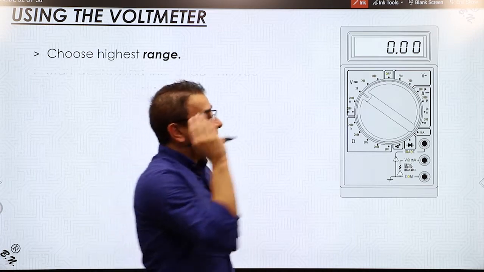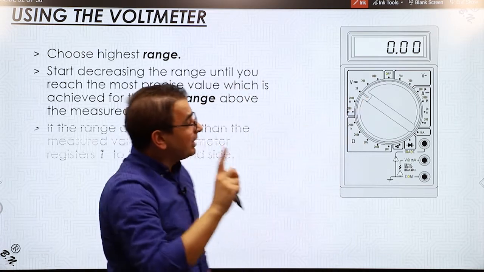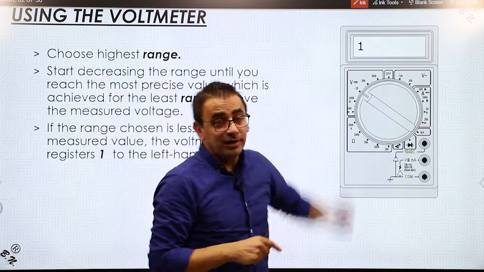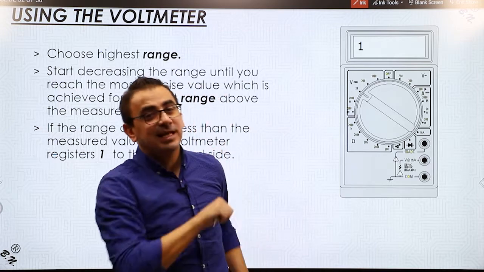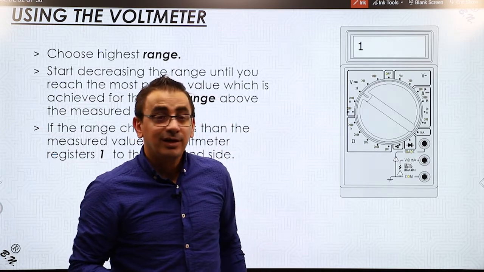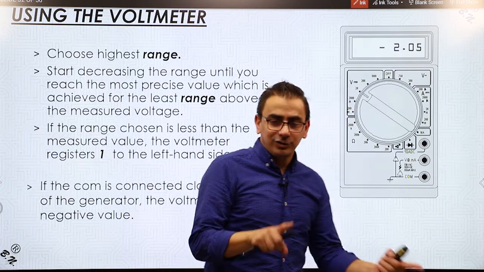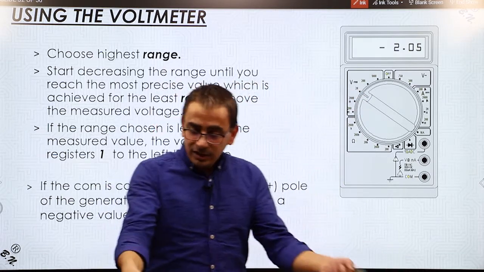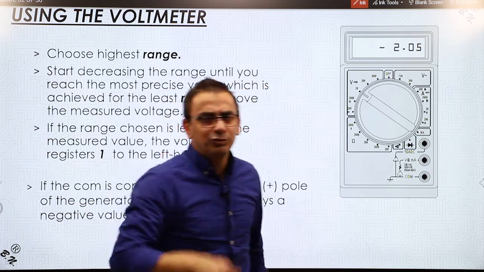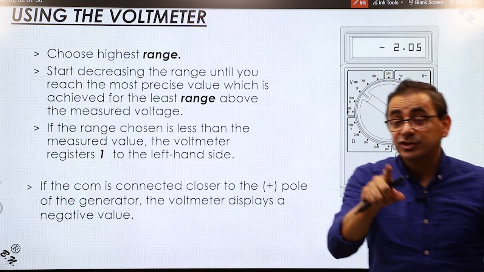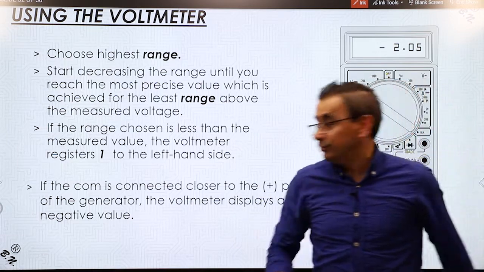We always start by the highest range and we start moving down. Once we reach a range which gives number 1 on the left, that means your range is less than the measured voltage, so increase it. And if it happens and the reading is negative, that means I connected the voltmeter in the opposite way. Either unplug and connect in the opposite way, or simply keep it as it is. I would do that, okay? Unless the question is, connect the voltmeter to give a positive reading. In problem solving, you know what to do.